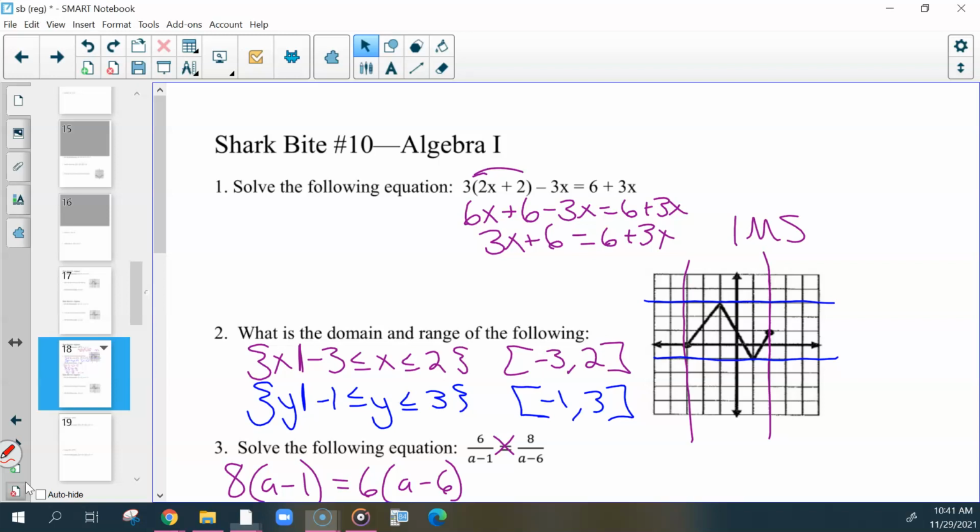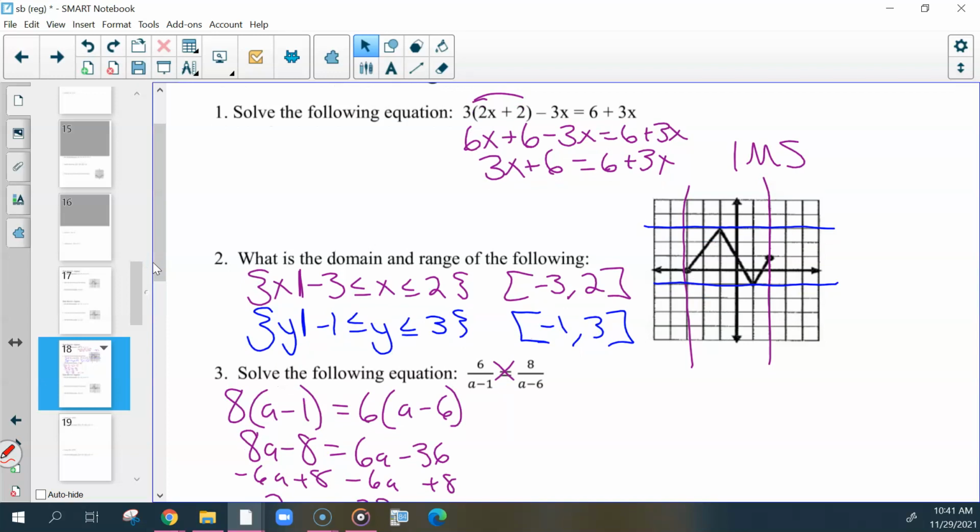Really quickly for number 2, it's asking for your domain and range. So domain is your furthest point to the left to furthest point to the right, and you can write this one of two ways. In set builder notation from -3 to 2, or interval notation, which we're going to learn a little bit more today about, from -3 to 2 with square brackets.